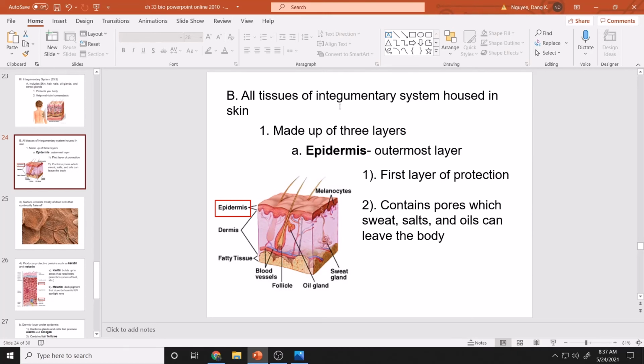Okay, so all tissues of the integumentary system are housed in the skin, and there are 3 layers. You have your epidermis, which is the outermost layer. Remember our Greek and Latin roots, so epi means outer, and dermis means skin. So when you put the 2 words together, it means outermost layer of your skin. It's the first layer of protection, and you have pores which have sweat and salt and oil that are excreted, and this helps protect you from bacteria. It also serves functions such as cooling down your body as well.